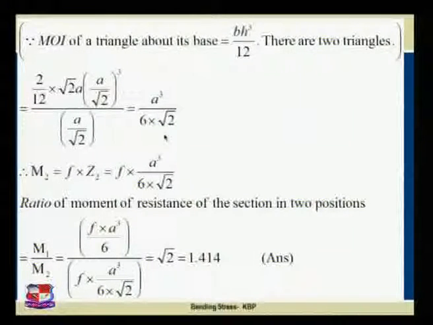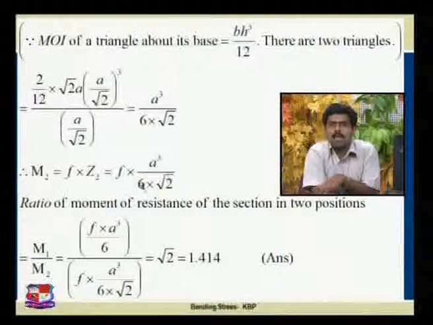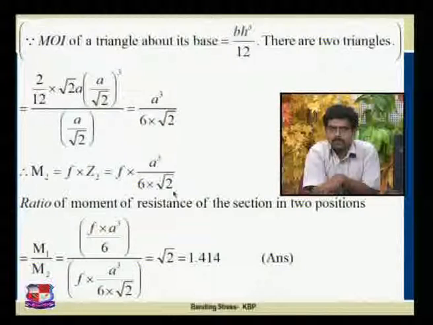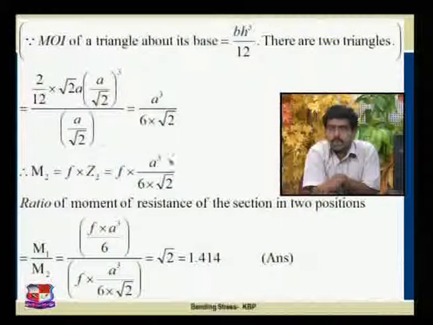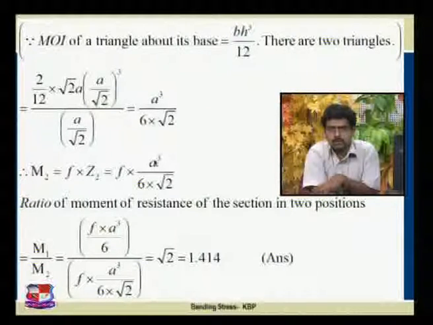This is the value of section modulus when one of the diagonals is vertical. So M2 is equal to f into z2. We found out f into a cube by 6 into root 2. Now this is the other moment of resistance obtained.